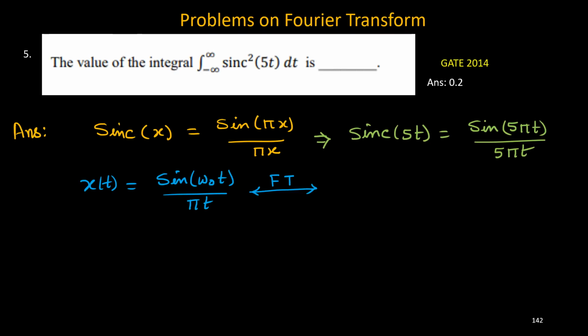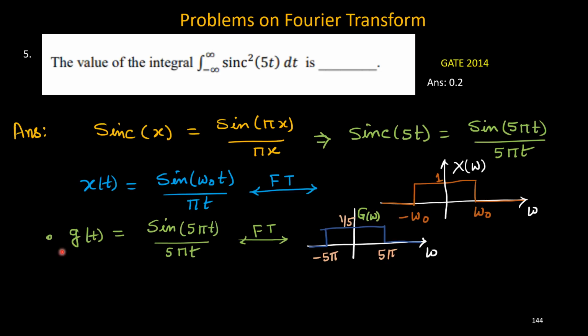Right? Now, if I consider x(t) as sine omega naught t by pi t, we know the Fourier transform. The Fourier transform is this window signal, from minus omega naught to plus omega naught, its spectrum is 1. So in this case, I consider g(t) equals sine 5 pi t upon 5 pi t. So obviously its spectrum will be up to 5 pi and minus 5 pi, right? But as it is given 1 upon 5, the amplitude is 1 upon 5, because only sine of 5 pi t by pi t has amplitude 1. So its scaling factor is 1 upon 5.